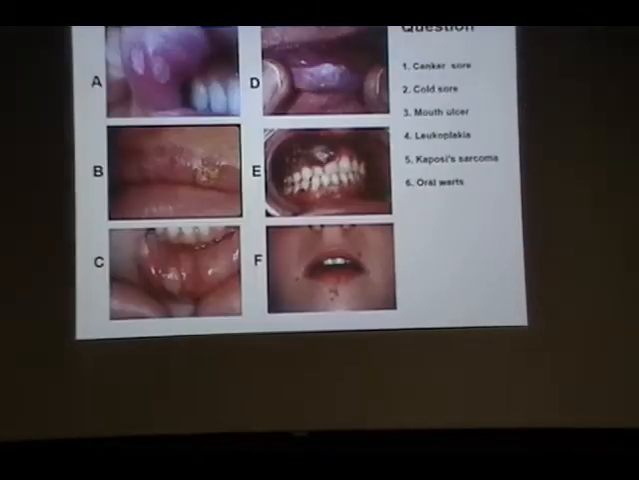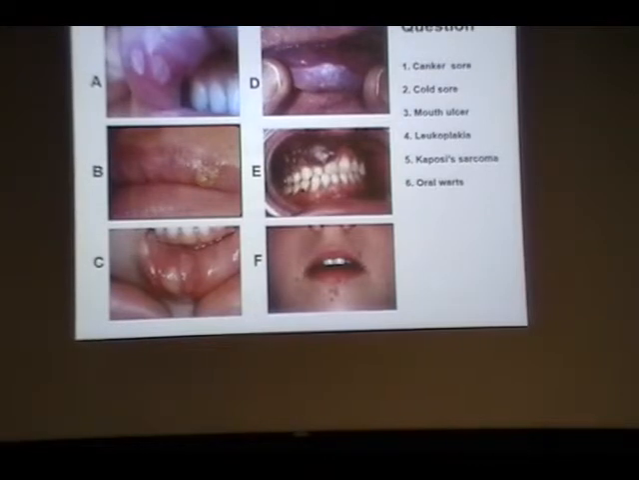So I'm going to start with these slides. On the left side, each of these pictures represents one of these medical conditions listed on the right side, to include Parkinson, cortisol, mouth ulcer, leukoplakia, Kaposi sarcoma, and oral warts. I think you guys probably have already learned a little bit about this from Tim's class. Is that right? So maybe you can recall.